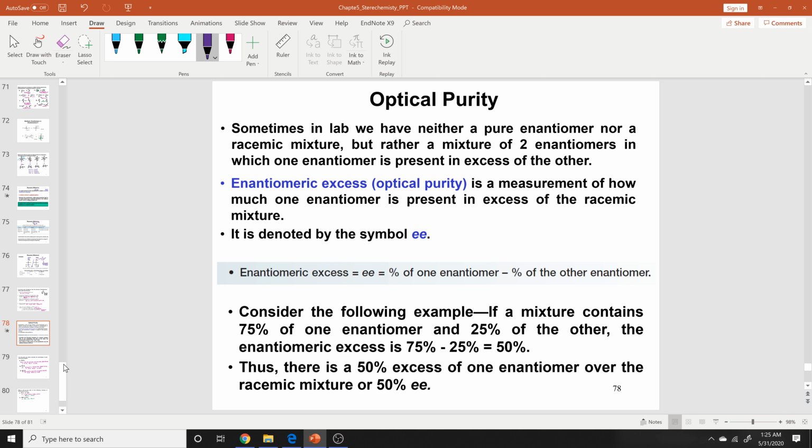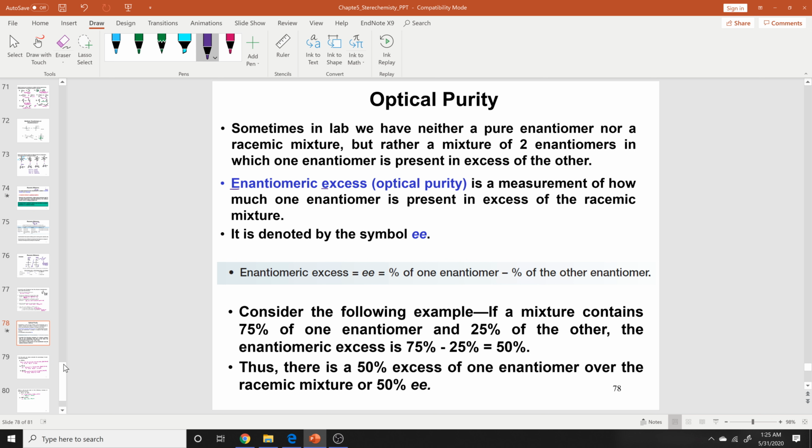Okay, so the EE, the optical purity or the enantiomeric excess, is a measurement of how much one enantiomer is present in excess of the racemic mixture. And this is basically the formula for it. So EE is equal to the percentage of one enantiomer minus the percent of the other enantiomer. So consider the following example.